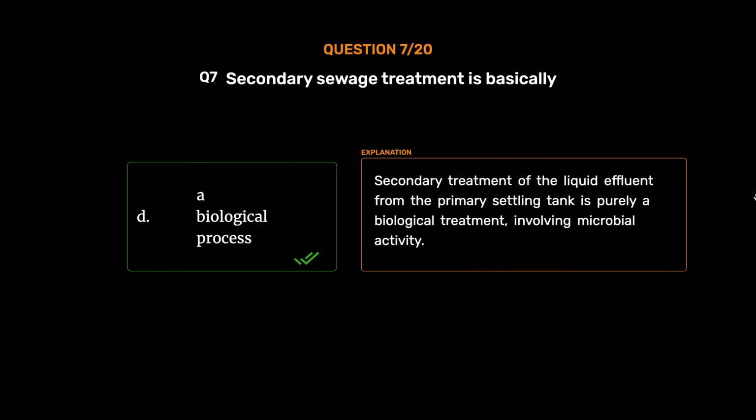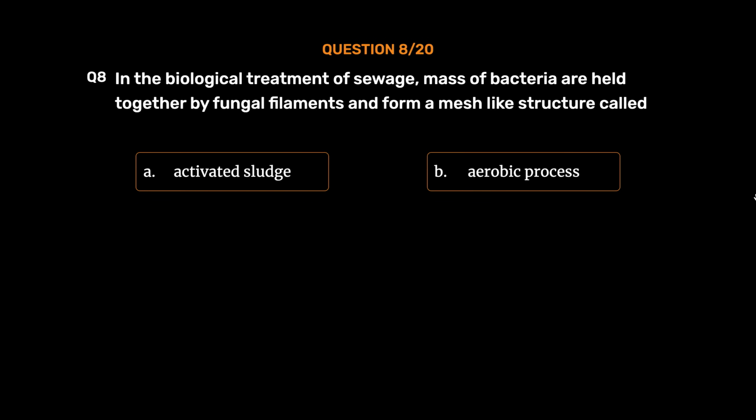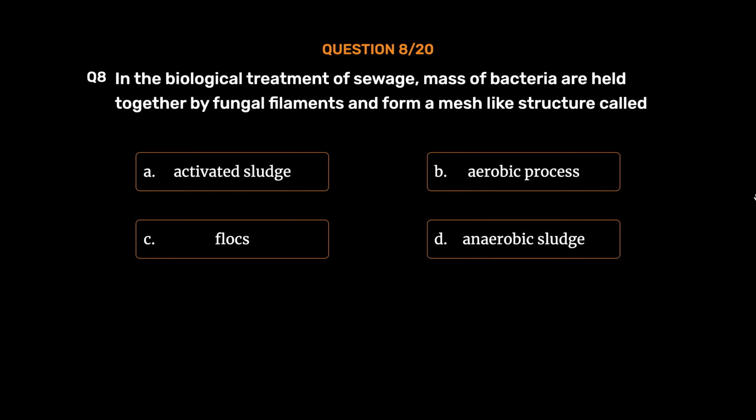Question number 8. In the biological treatment of sewage, mass of bacteria are held together by fungal filaments and form a mesh-like structure called Option A. Activated sludge. Option B. Aerobic process. Option C. Flocs. Option D. Anaerobic sludge. The correct answer is Option C.